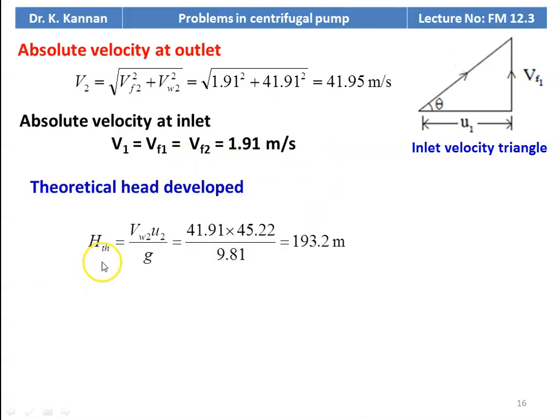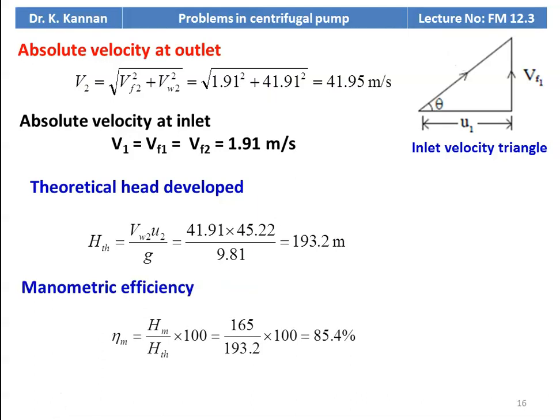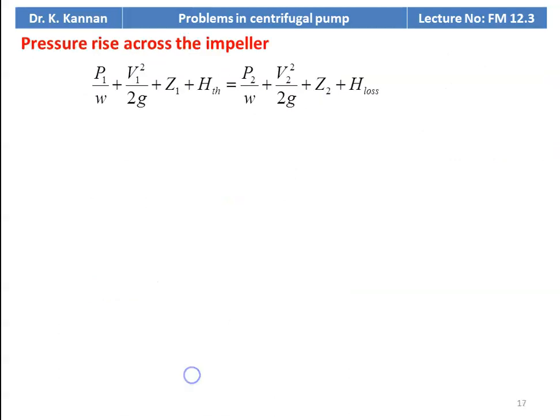And the theoretical head equal to VW2 U2 divided by g. VW2 U2 is the work done, divided by g is the head, the theoretical head, 41.91 into 45.22 divided by 9.81 equal to 193.2 meters. Then the manometric efficiency is manometric head divided by theoretical head into 100. Manometric head is given in the problem. 165 divided by 193.2 into 100 equal to 85.4%. So manometric efficiency is 85.4%.